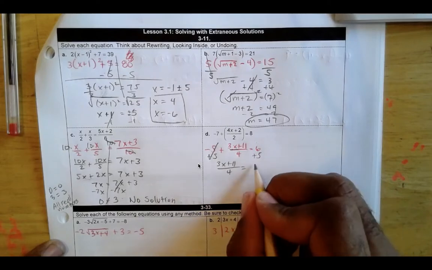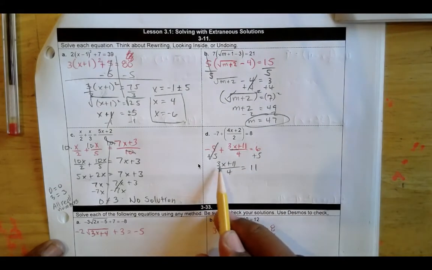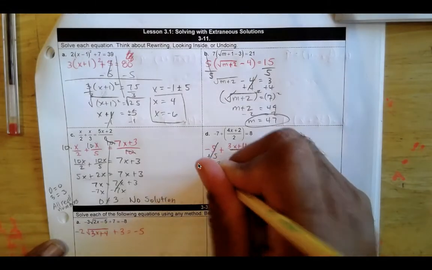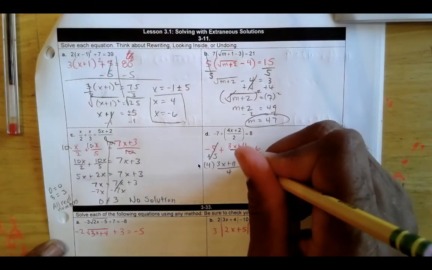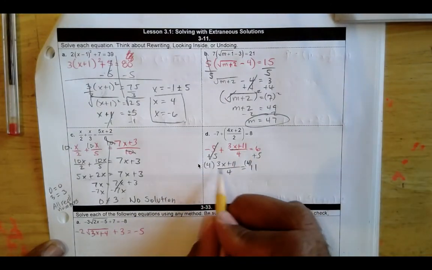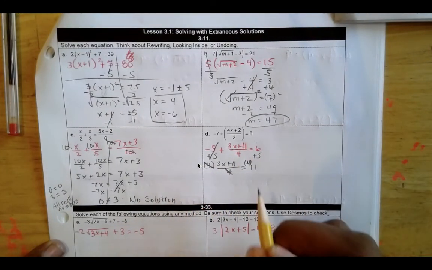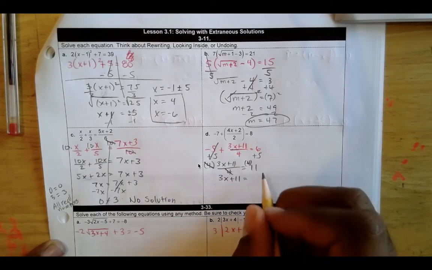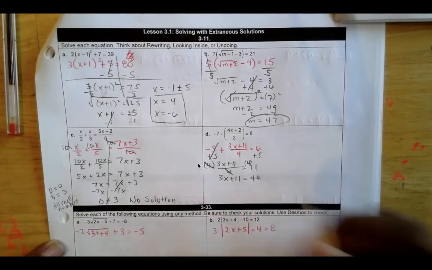Okay, so 6 plus 5, 11. All right, now we're going to get rid of the denominator by multiplying 4 to both sides. Remember, you multiply the same denominator, multiply number times its denominator, it cancels. So then I just get 3x plus 11. And then 4 times 11 is 44.